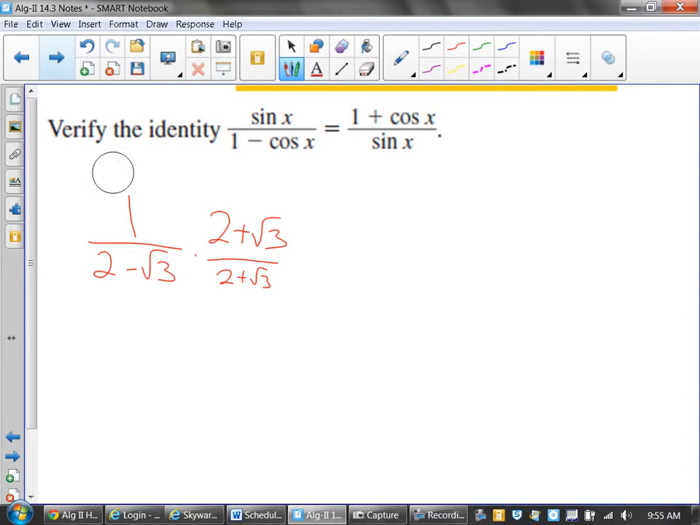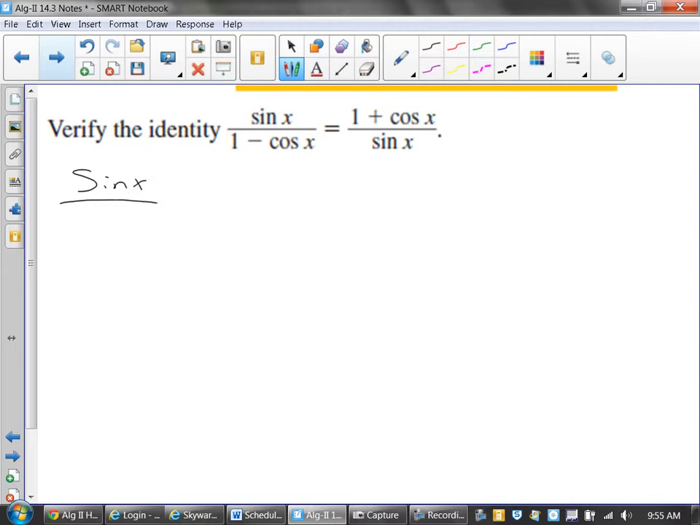You're basically doing the same thing whenever you see a 1 minus a cosine, 1 plus a cosine, 1 minus a sine, or something like that, that is not already squared. It's not one of the Pythagorean identities. You are going to create it, which means you multiply by a conjugate. So we have sine of x over 1 minus cosine. I'm going to multiply top and bottom by 1 plus cosine. Okay?